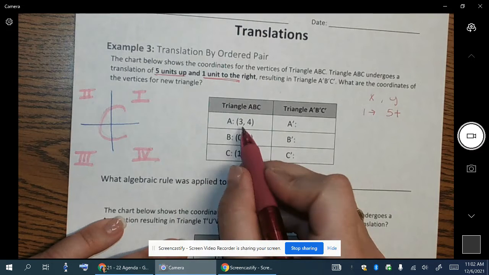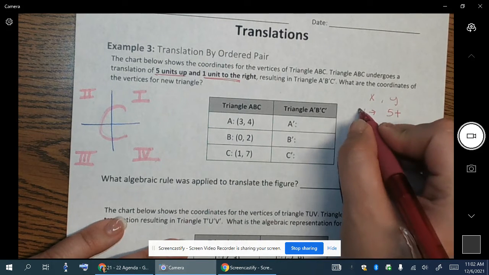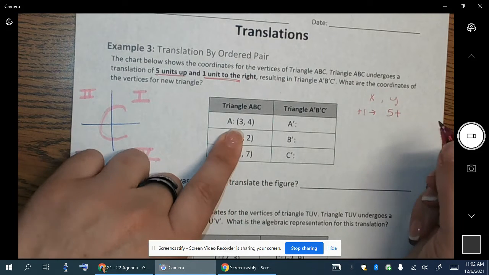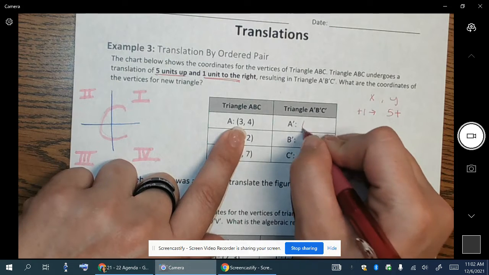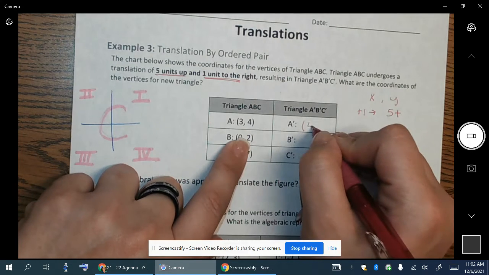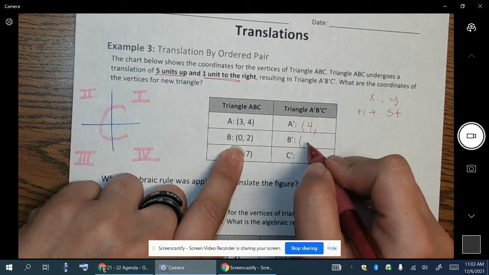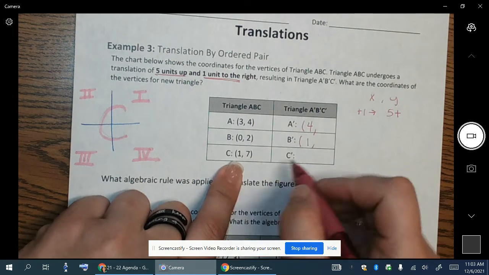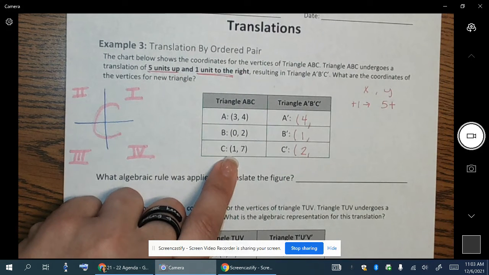Okay? So if it's to the right, is that plus or minus? Plus. So my x values, what am I going to add? 1. So it's already 3. What's my new x value? 4. Let's go down to B. It's 0. What's my new x value? 1. C. What's my new x value? 2. Okay? Everybody understand that I just added 1.